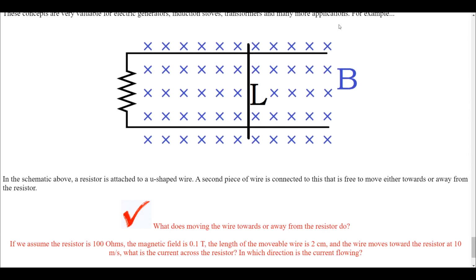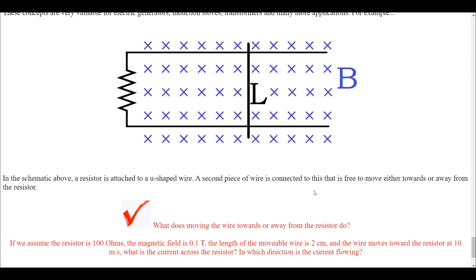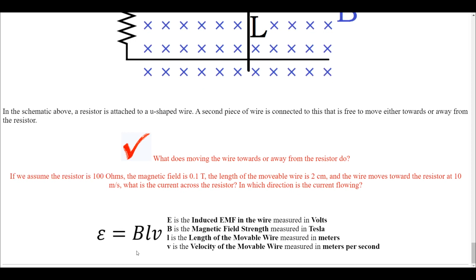So we can see that this is the setup that we were just talking about with this movable wire that can go towards or away from the resistor. And this is the formula that we just derived for the Hall voltage. So this induced EMF in the wire, which is this curly E, this epsilon over here, is equal to magnetic field strength B times the length of that movable wire L times the velocity of that movable wire V. So BLV would give you this induced EMF in the wire.